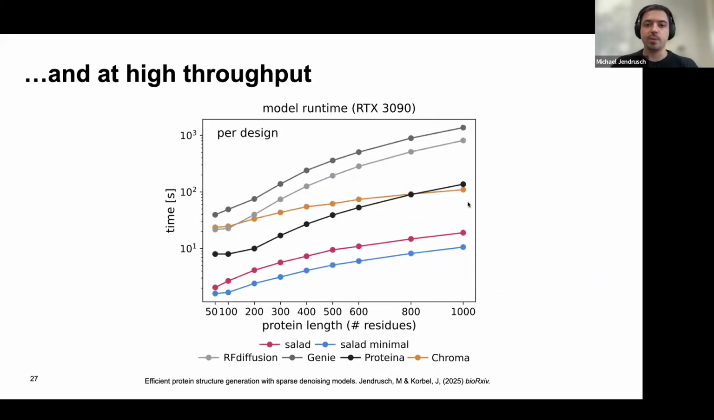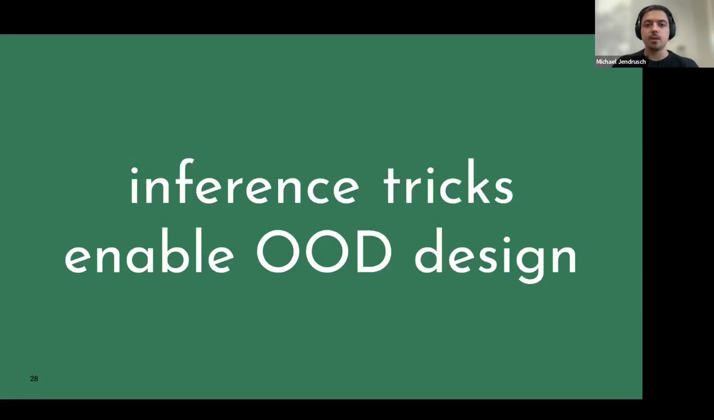Looking at this just in terms of numbers for different models, we can see that our Salad models at the bottom, the pink one and the blue one, need the least time per generation on a consumer GPU across all sizes, even compared to other efficient protein generation models like Chroma here in orange or Proteina from NVIDIA here in black. So yeah, the model seems to be pretty fast.